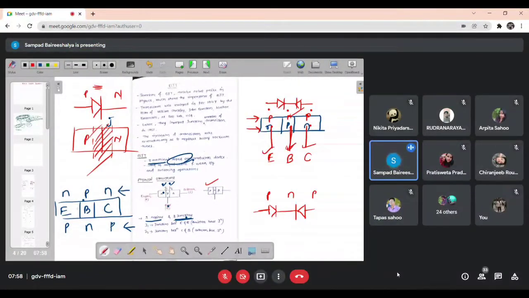Between emitter and base, there will be a depletion region, a junction. That is called junction 1, and between base and collector there will be another junction. Wherever there is a diode there will be a junction, because you know in the diode, at the position where the P and N are joined, you have some depletion region, that is called the junction.